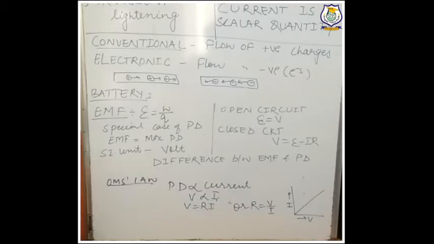And in a circuit, IR is termed as potential drop. So whenever we calculate the potential difference between 2 points, the value of that potential difference will be V is equal to E minus IR.